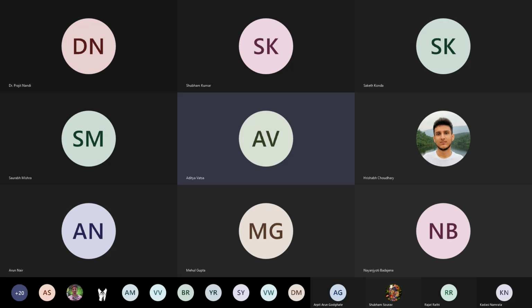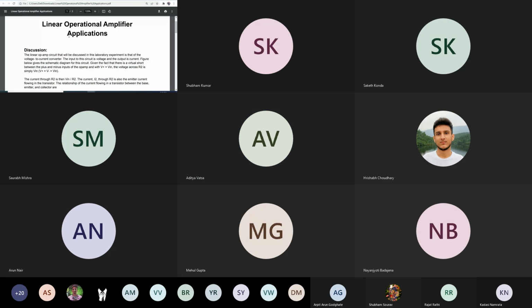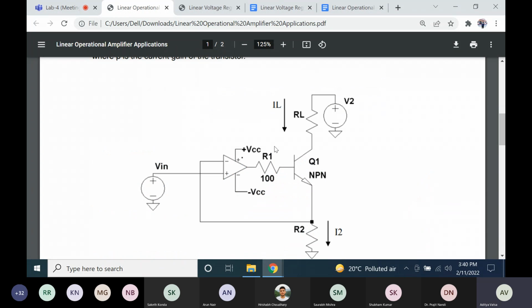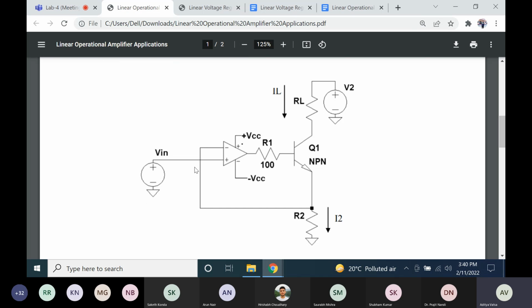An application of operational amplifier, and here we will convert voltage. This is a voltage to current converter. So how we will convert, we will see. So this is the schematic, and here this is the input voltage.